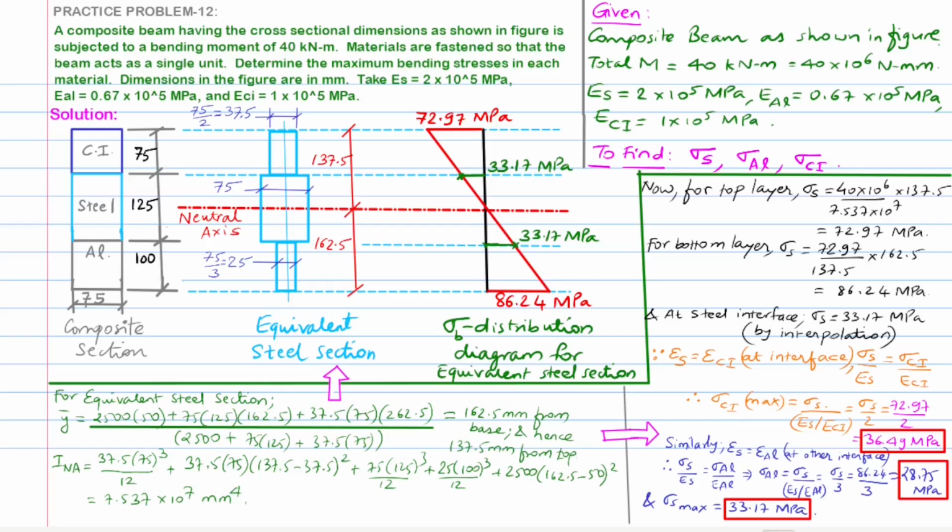We still need to find the maximum stresses in the cast iron and aluminum materials based on the knowledge of equivalent steel material at the corresponding levels. Because the strains at the interface of different materials are the same, we calculate the stresses in the cast iron and aluminum materials as 36.49 megapascals and 28.75 megapascals respectively, based on Hooke's law.